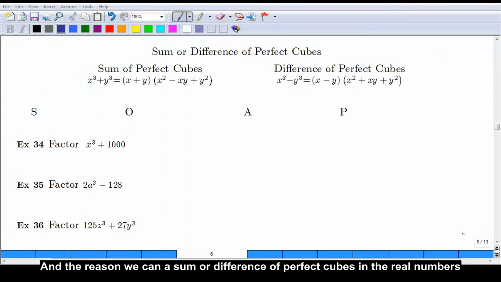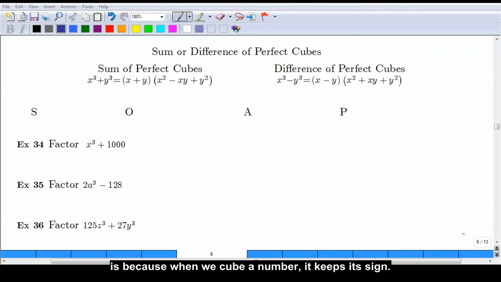And the reason we can do a sum or difference of perfect cubes in the real numbers is because when we cube a number, it keeps its sign. So if we have a positive number and we cube it, it remains positive. If we cube a negative number, it remains negative. So in that case, we can factor either case. And the way it works out here is the formula that you see here.